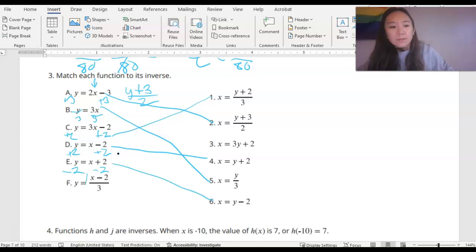And then lastly here, this is the most complex one. You can probably figure that out by process of elimination. But we're first going to multiply everything by 3. We'll get 3y equals x minus 2. 3 divided by 3 is 1, so that's how that cancels out. And then I'm going to add 2 to both sides, so we'll get 3y plus 2 as the inverse of this one here.